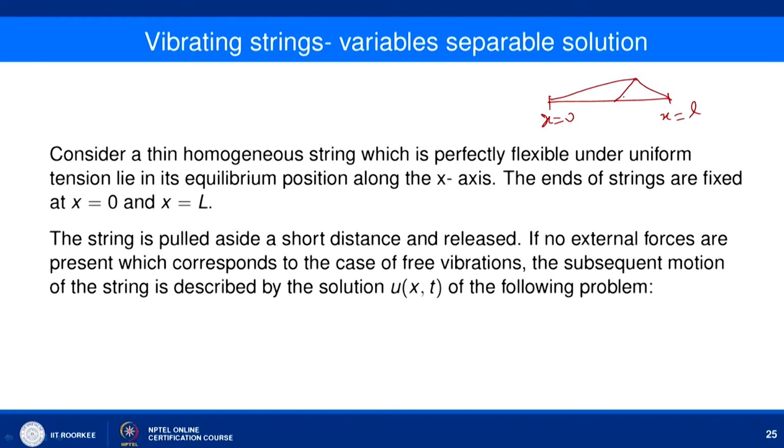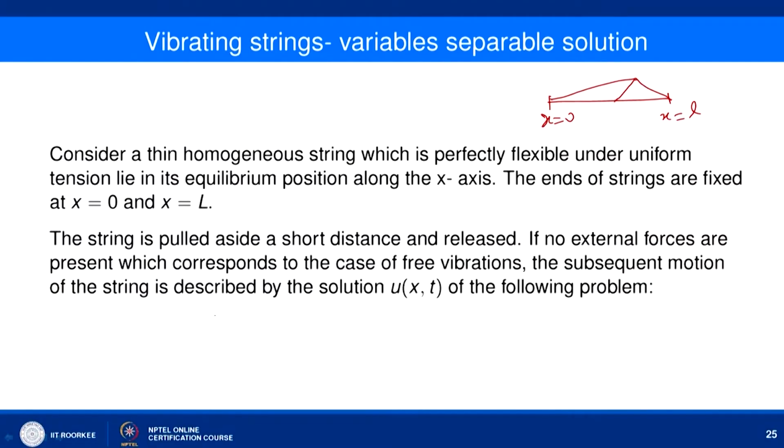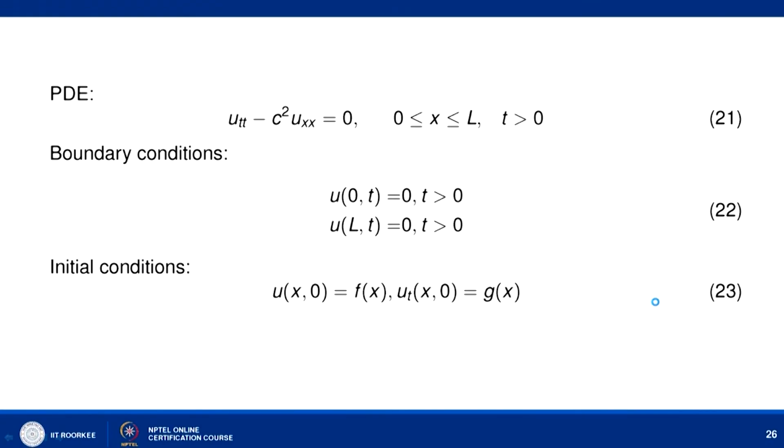So, it means that once we put it like this and then we simply leave it, no other force is applied after that. At the initial position it is simply left. Then we try to find the vibration of this string, and the subsequent motion of the string is described by the solution u x t of the following problem. The problem is the PDE u t t minus c square u x x equal to 0, x lying between 0 and L, t greater than 0, and the boundary conditions are what?